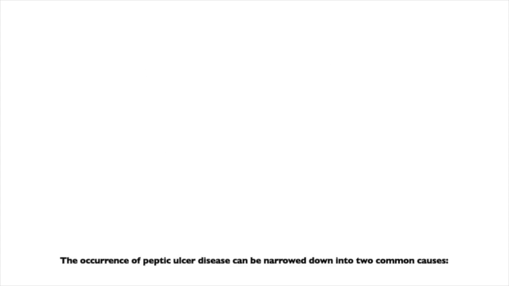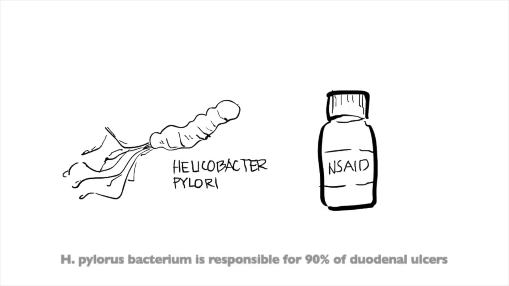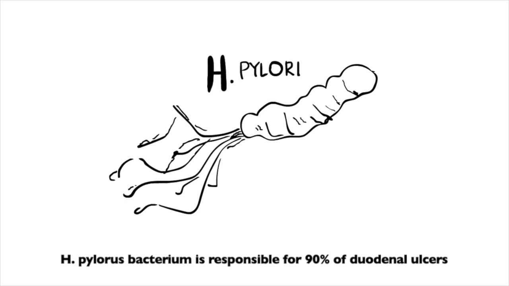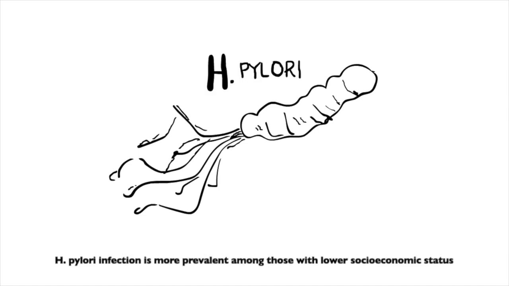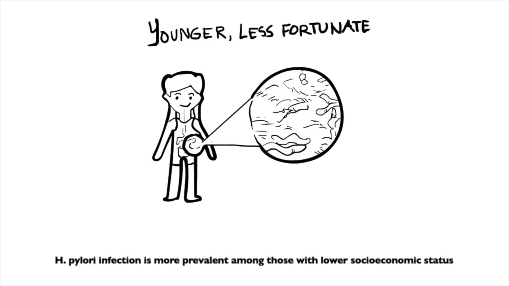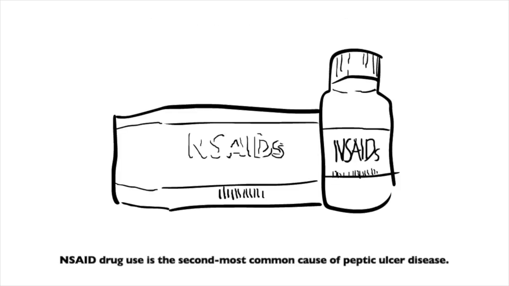The occurrence of peptic ulcer disease can be narrowed down into 2 common causes: Helicobacter pylori associated and NSAID associated. H. pylori bacterium is responsible for 90% of duodenal ulcers and 70% to 90% of gastric ulcers. H. pylori infection is more prevalent among those with lower socioeconomic status and is commonly acquired during childhood. NSAID drug use is the second most common cause of peptic ulcer disease.